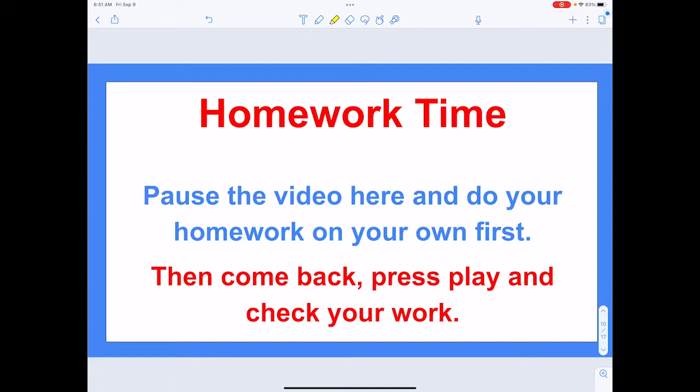At this time, it's time for homework. So you want to pause here and do your homework and then come back and press play and check your work to see how you did. It's always best to do it before you check out what the solutions are going to be. That's how you know you're getting it.